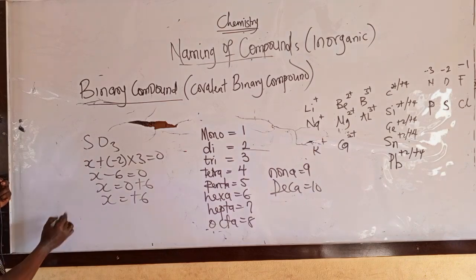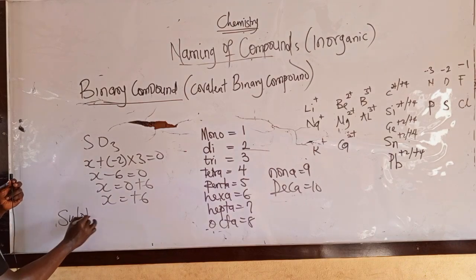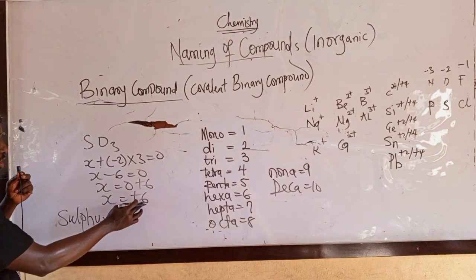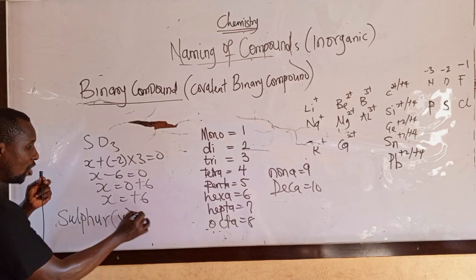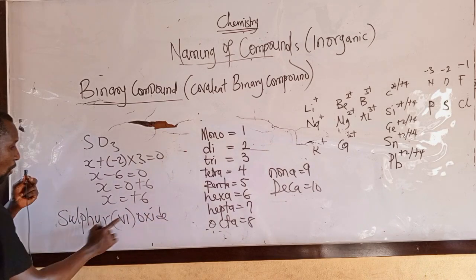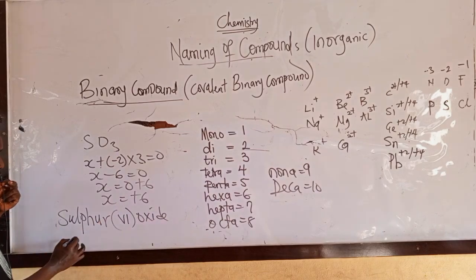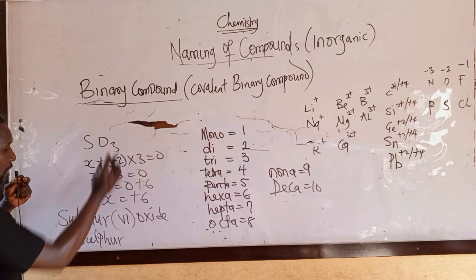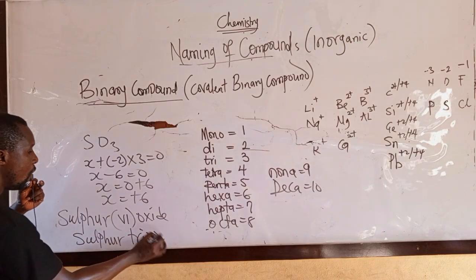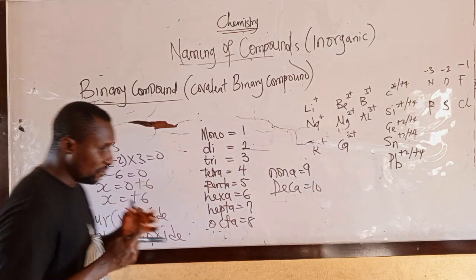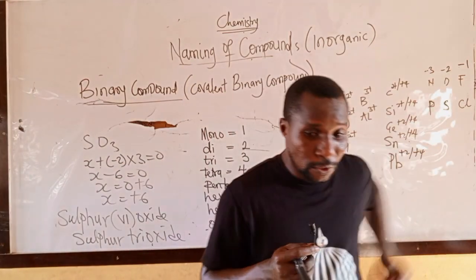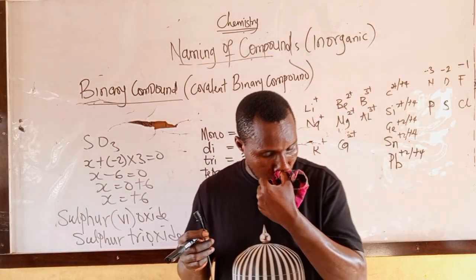What will be the name? I can say sulfur, then call the oxidation number of sulfur, which is 6 in Roman figure, oxide. Sulfur 6 oxide. Or sulfur, 3 means trioxide. Sulfur trioxide. You can call it sulfur trioxide or sulfur 6 oxide.